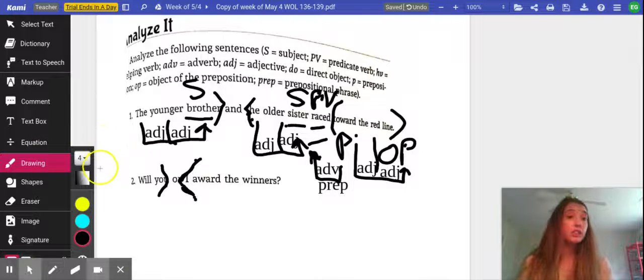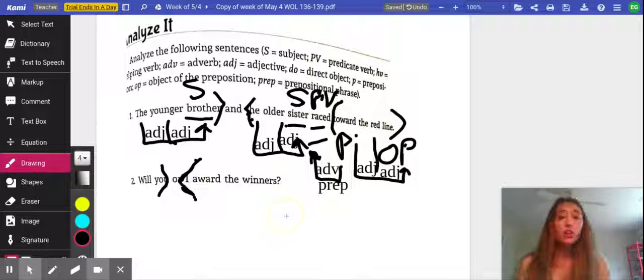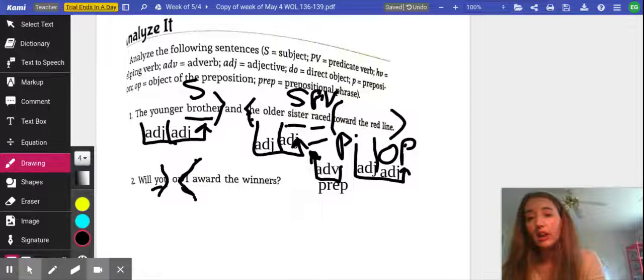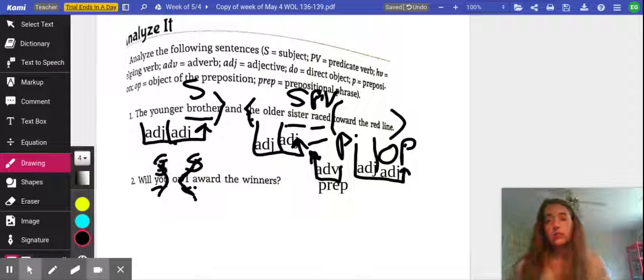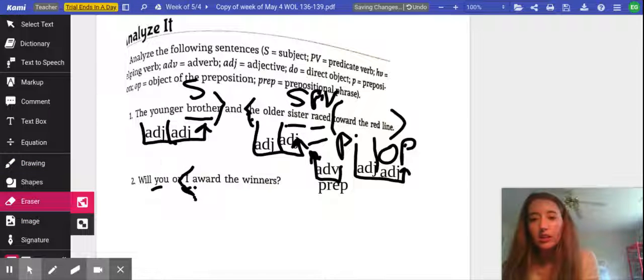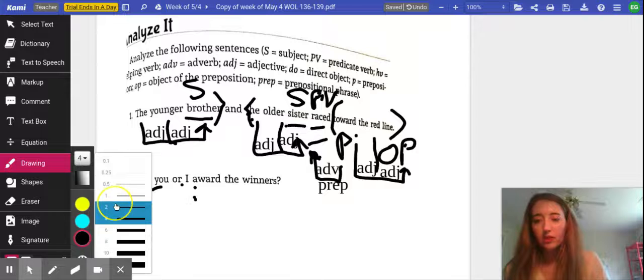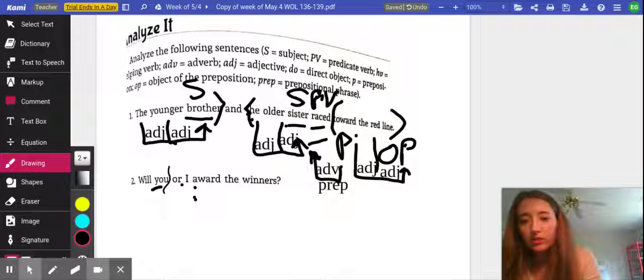Okay, so let's read the sentence again and now look for subjects. Will you or I award the winners? This sentence is about you and I. So you and I are the subjects because it is what the sentence is about. Oh, that looks so messy. I'm so sorry about that. I'm going to try to clean this up. Make it a little smaller. That should probably help. You is a subject, and I is the subject.